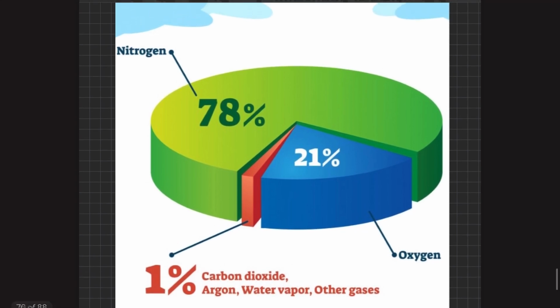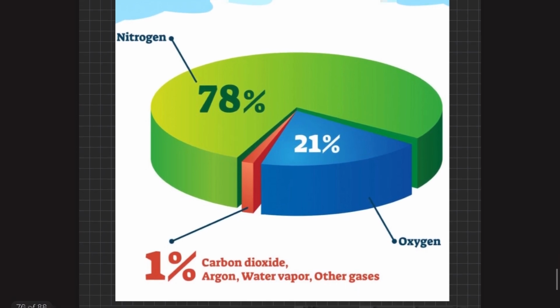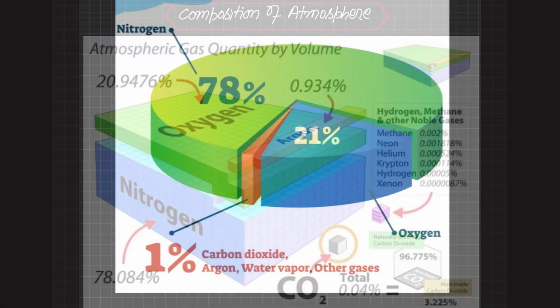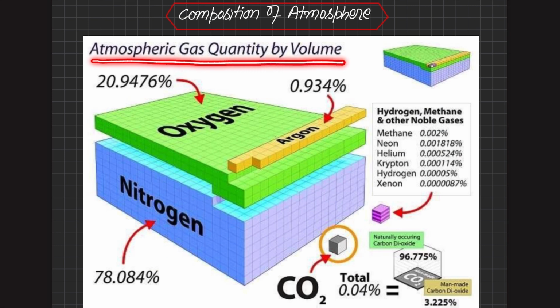Hence, it is a mechanical mixture of gases, water vapor and dust particles. The major gases present in our atmosphere are nitrogen, then oxygen, and the remaining 1% is a mixture of argon, carbon dioxide, water vapors and other gases. The comparison of different atmospheric gases by their volume has been described in this diagram.